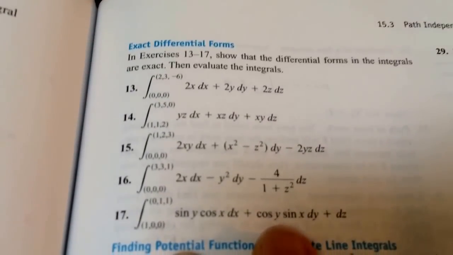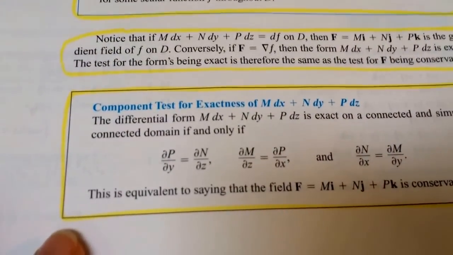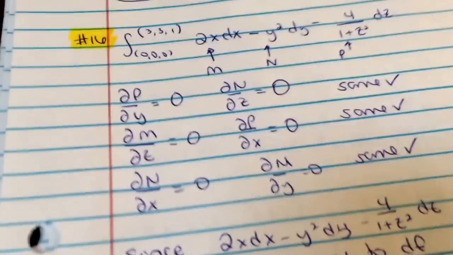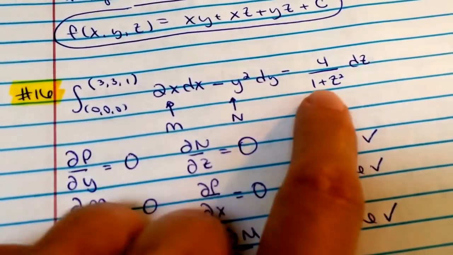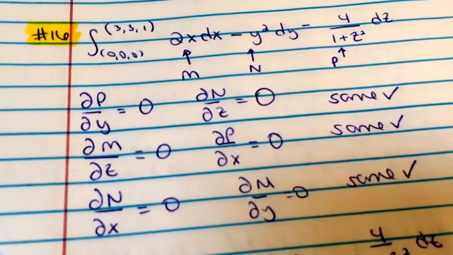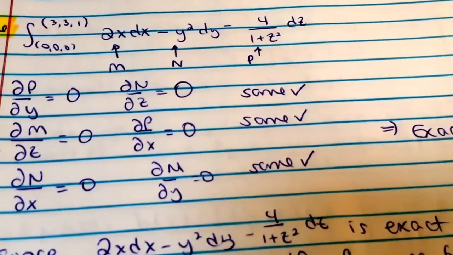Okay, let's look at the next group of problems. This is talking about exactness. Show that the differential forms of the integrals are exact, then evaluate the integrals. Remember exactness, that's on page 855 here. It's the same thing you were checking for conservative, so it's kind of like the previous section, ten different ways to say the same thing. Here's your m, here's your n, here's your p. All the derivatives are 0, so of course they're the same. So it is conservative, but it is also exact.